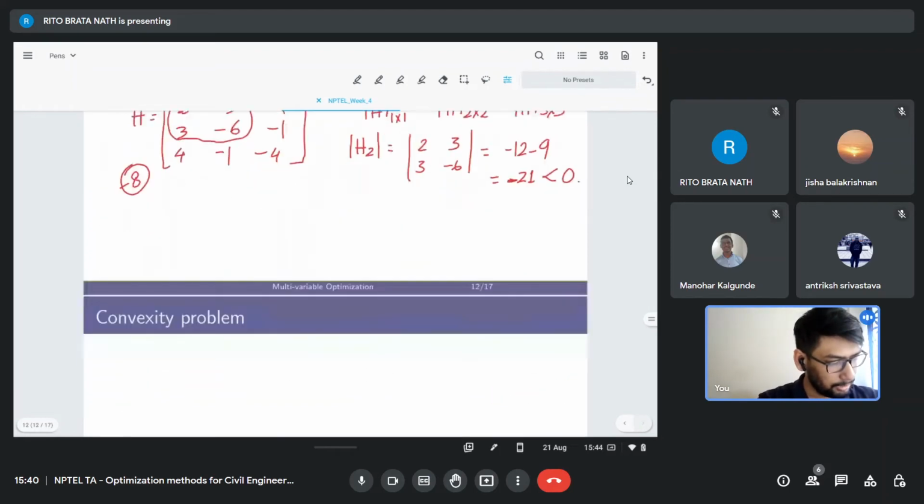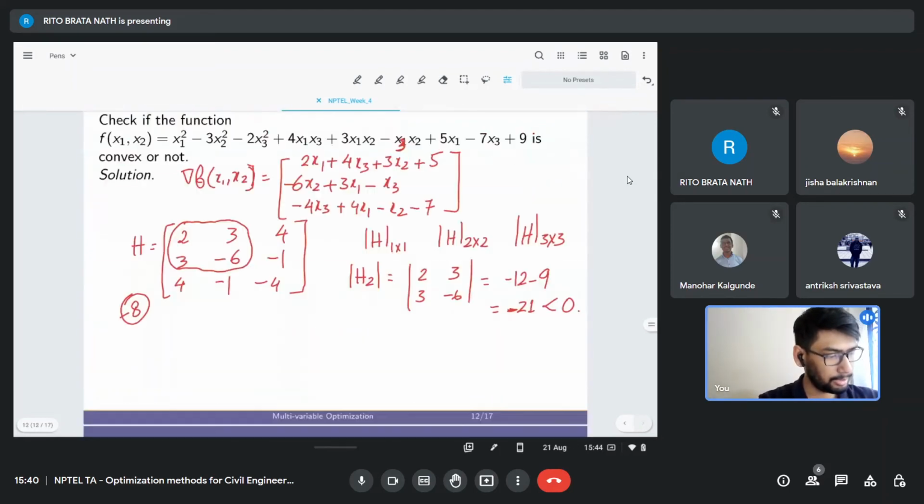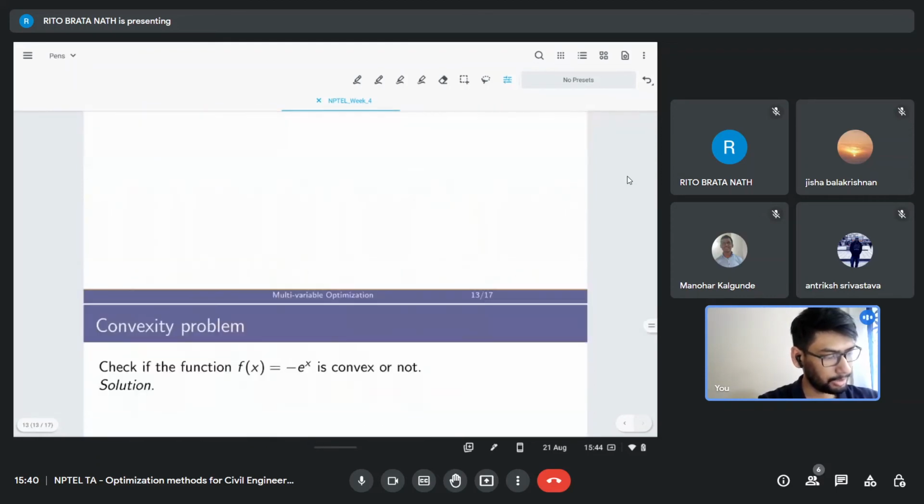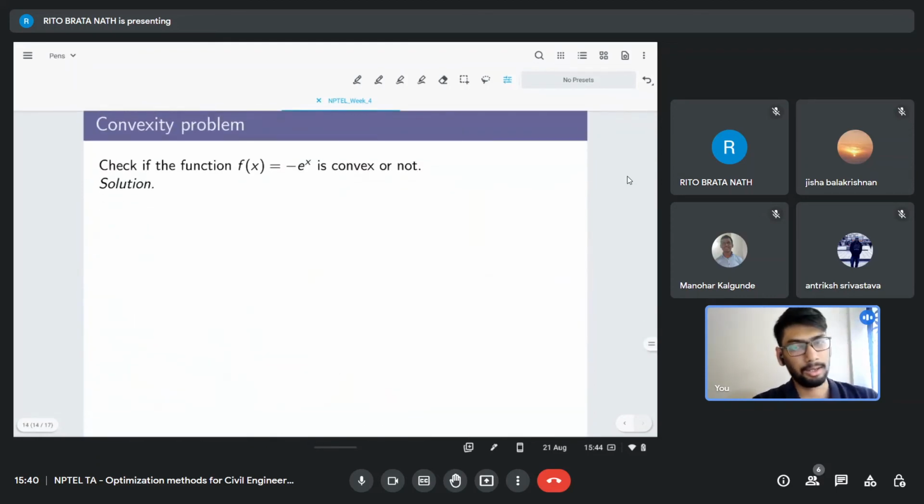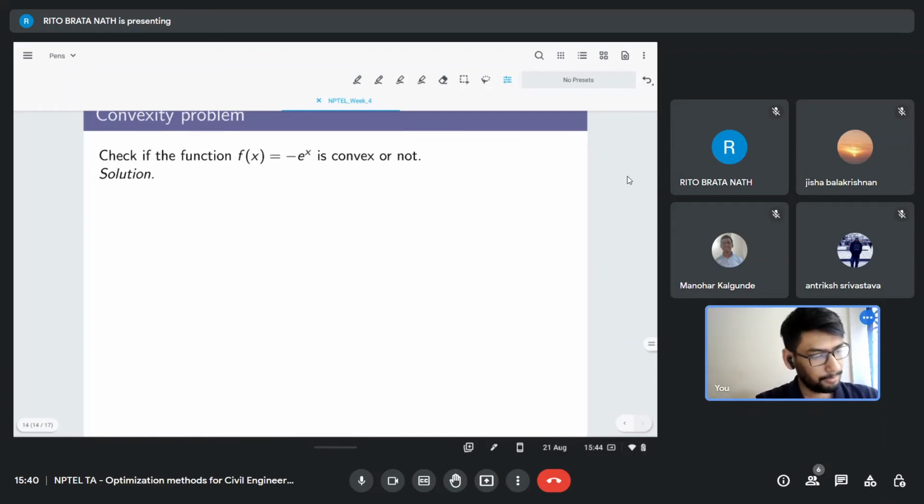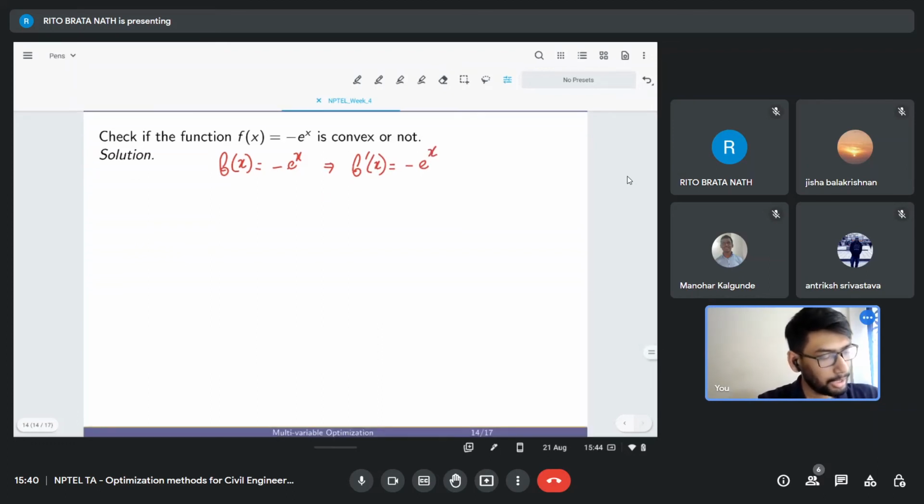So let's see what I have after this. Okay, I have another example on convexity. Suppose I have to check whether the function f(x) equals minus e to the power x is convex or not. So let's do a similar approach. This is a single variable function here, so this is kind of simpler. What you can do is take the first derivative, and this will be the same here in this situation. And the second derivative you can take again. So this will be again similar.